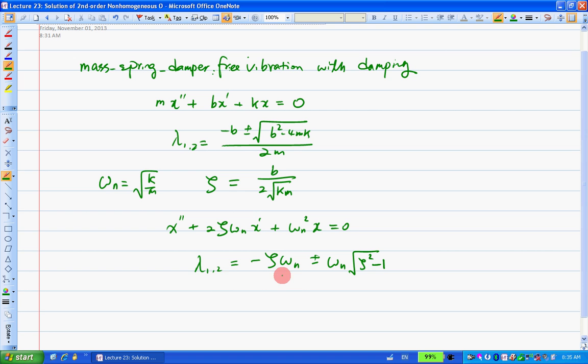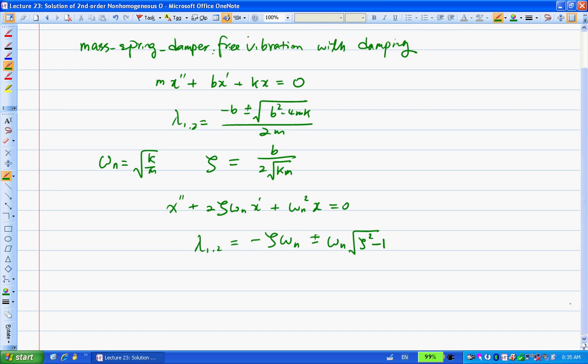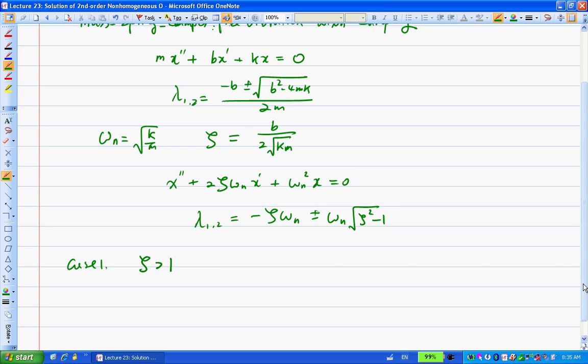Okay, so now we look at the roots of these, and we talk about the three different cases, and we look at the three different kinds of vibrations. So the first case we talk about is when zeta squared is greater than 1, which basically means when zeta is greater than 1. When zeta is greater than 1, that's equivalent to saying B squared is greater than 4mk here, right? And this case here we call an overdamped system.